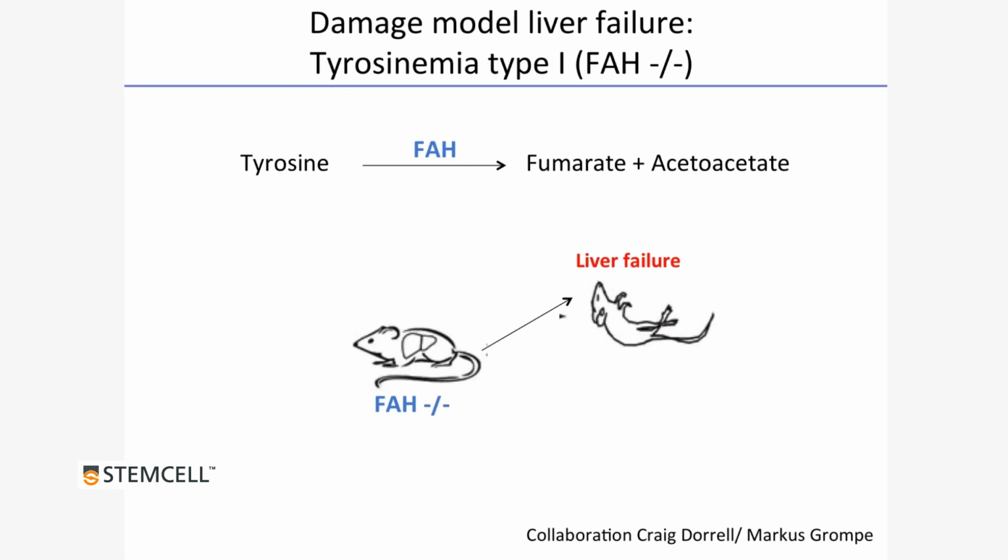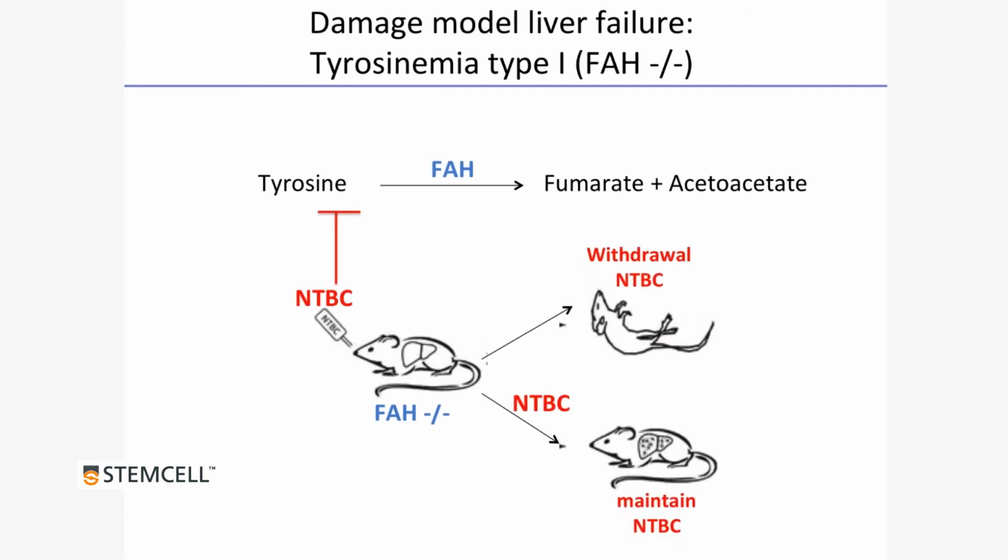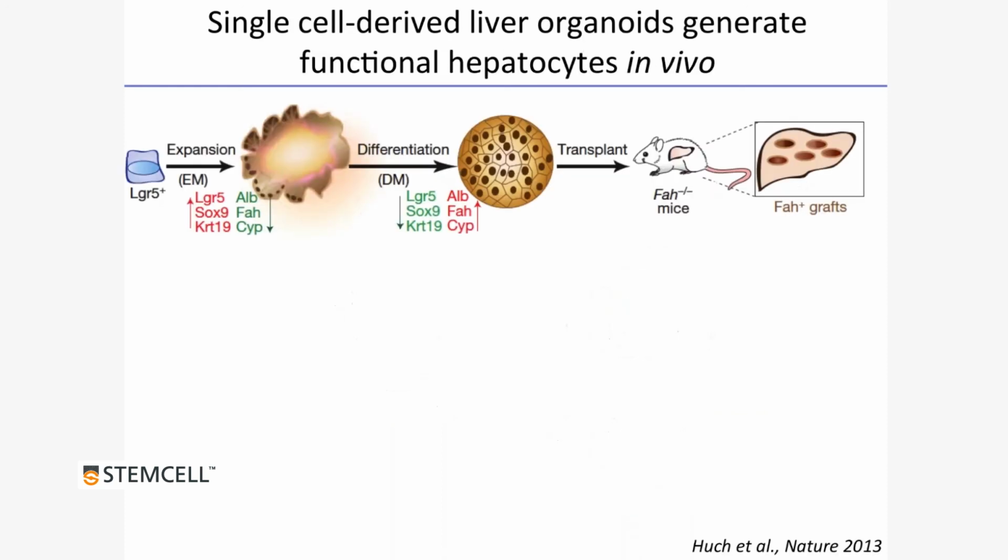However, it was identified that NTBC is a drug that prevents tyrosine from entering this pathway, and it allows the mice as well as the humans to be maintained alive at least for a certain period of time. This model was optimal for us to be able to ask the question of whether our organoids were indeed capable of generating functional cells in vivo.